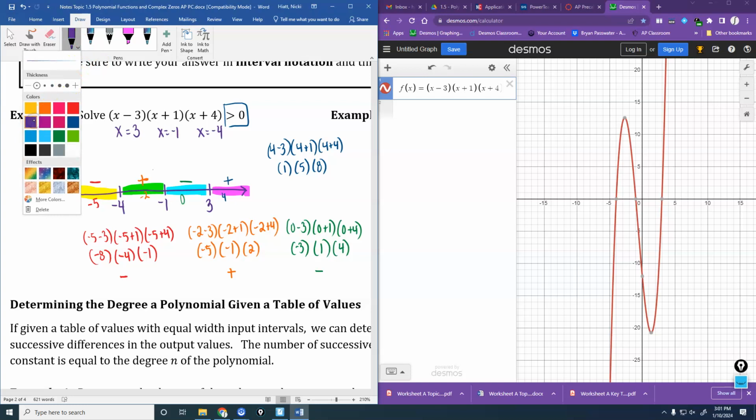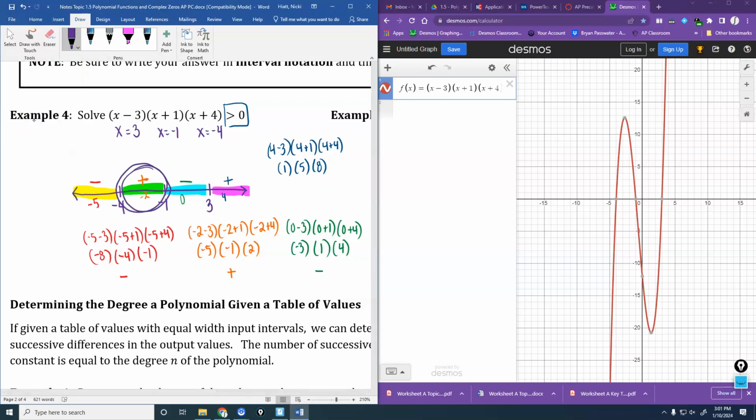So our positive sections are going to happen right here and right here. So from -4 to -1 and from 3 to infinity is what we're looking at. Since we have a greater than sign right here, we don't want to include the endpoints. We don't want to include the points where we actually equal 0.